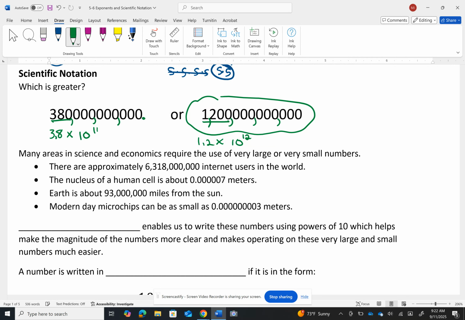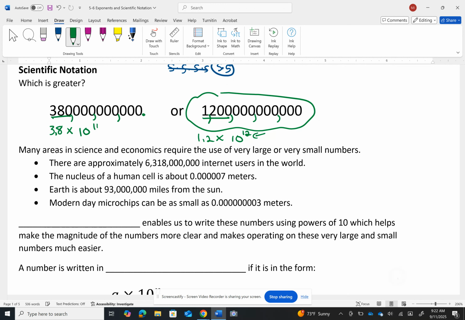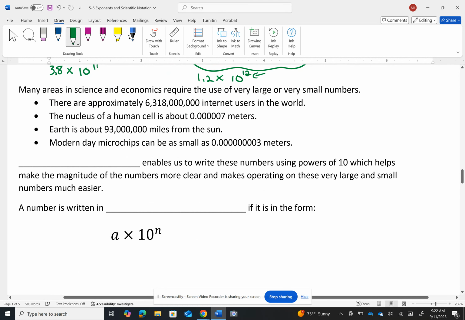Okay? And then just with a quick glance at that exponent, I can tell that that second number is bigger. It's a whole magnitude bigger. So when you're looking at things like the distance from here to Mars, or when you're looking at small stuff like how big things are inside a human cell or on these modern day microchips, those numbers are extremely big or extremely small. Okay, so scientific notation is what we can use.